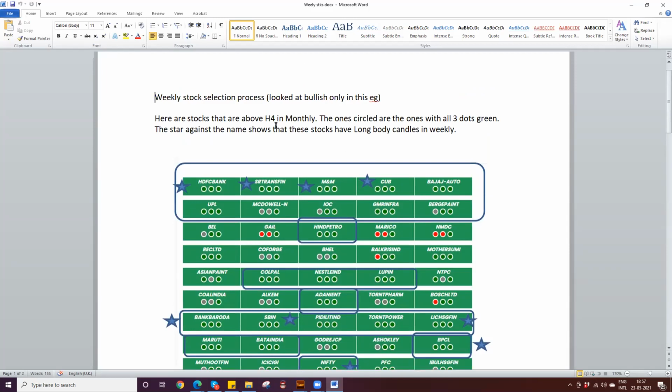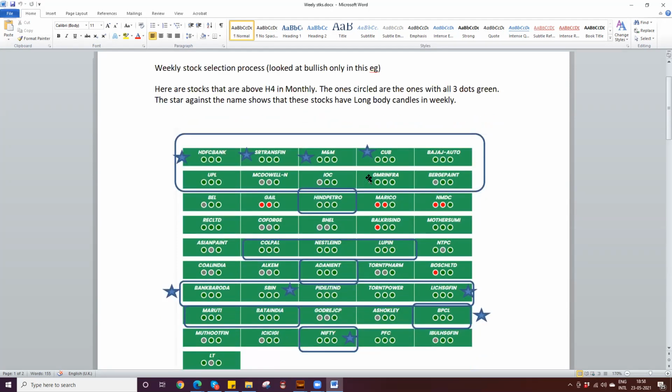Sorry, it's here. Here are the stocks that are above H4 in monthly. The ones circled are the ones with all the 3 dots green. The star against the name shows that these stocks have long body candles in weekly charts, right? So we start with monthly, highest time frame, and then we come down to weekly. Now, if a stock has got a weekly long body candle, then the chances are that it's not going to blow up in your face. It still can, but the probability of it is very low. Got that? So that is why we are doing it this way.